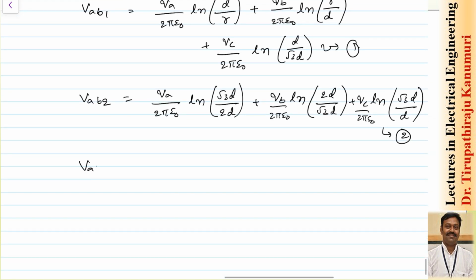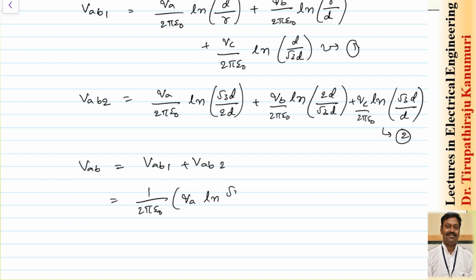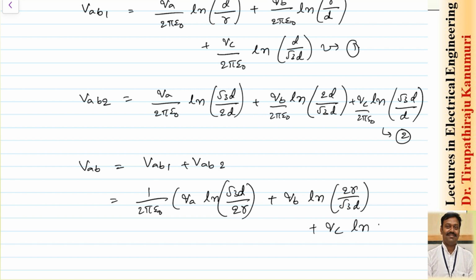So I can calculate the total potential between A and B, due to the first circuit and the second circuit. I am taking this as 1 by 2 pi epsilon naught into QA into ln of root 3 times D divided by 2 times r. If you take the sum, you will get this. This will be QB into ln of 2 times r divided by root 3 times D, plus QC into ln of 1.